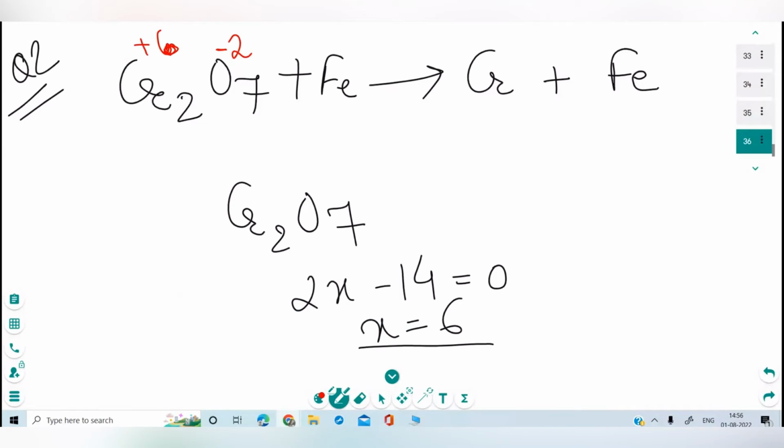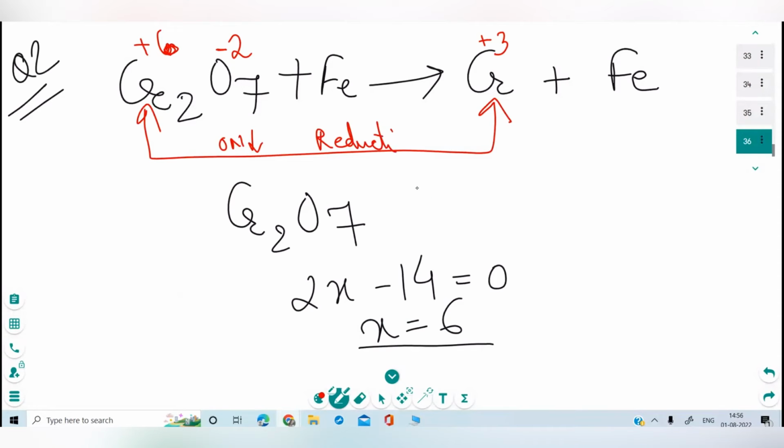Now, chromium generally has a charge like this, plus 3. So what is happening? From plus 6 to plus 3, it is reducing. That means the oxidation number decreases, so it is the reduction reaction.